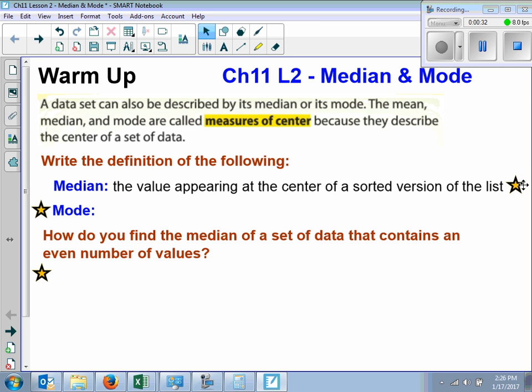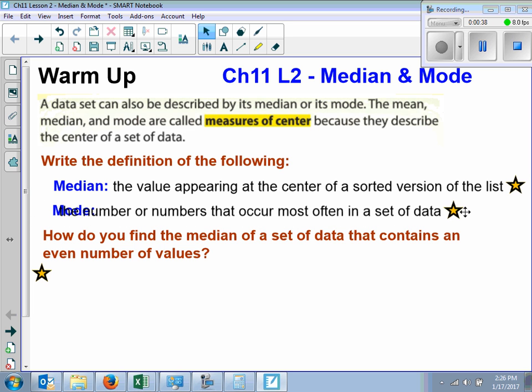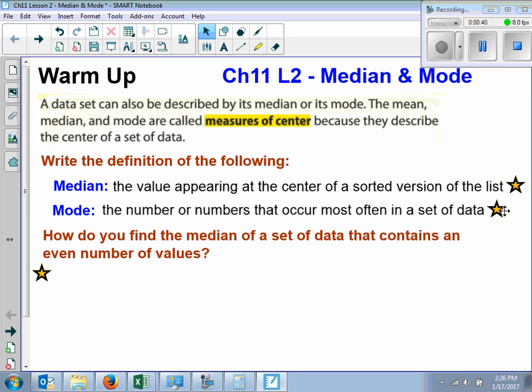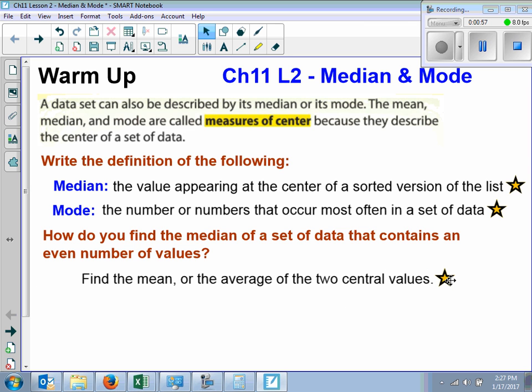So the definition of the median is the value appearing at the center of a sorted version of the list. The mode is the number or numbers that occur most often in a set of data. Then we want to look, how do we find the median of a set of data that contains an even number of values? Okay, so in that case, we find the mean or the average of the two central values.